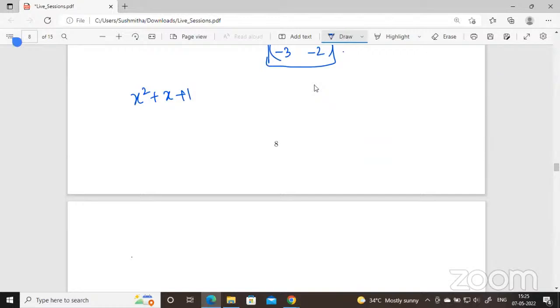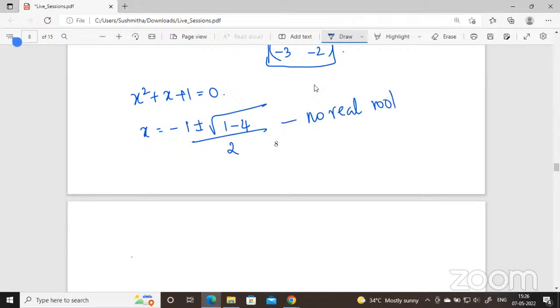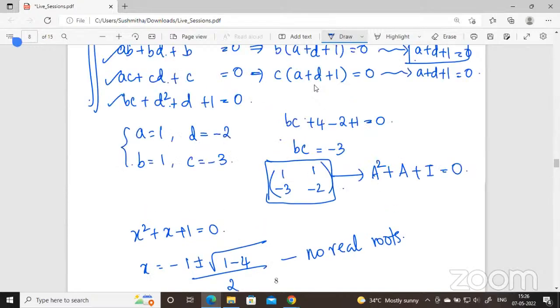No, but does this equation have real roots? x is equal to minus b plus or minus root of b squared minus 4ac by 2a. It does not have real roots, right? But when it comes to finding a real matrix satisfying this, we cannot go by that criteria. We cannot judge by that criteria.